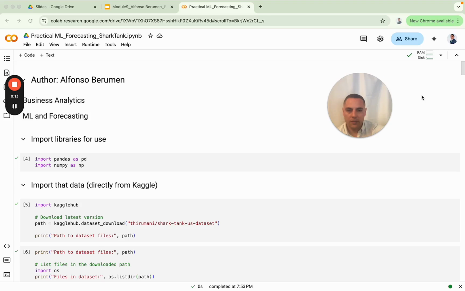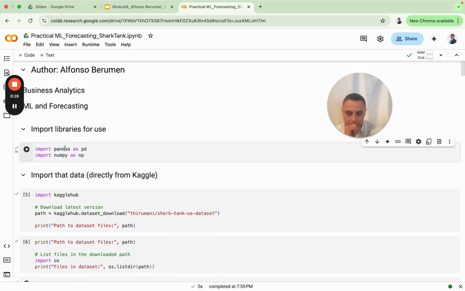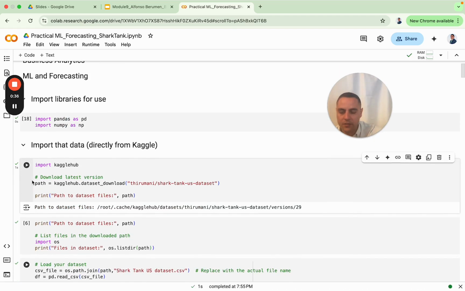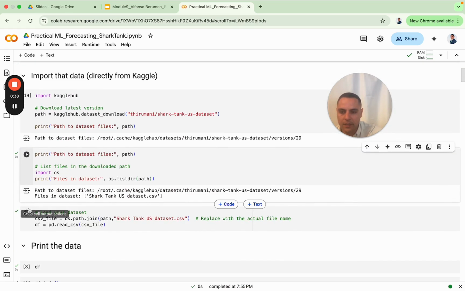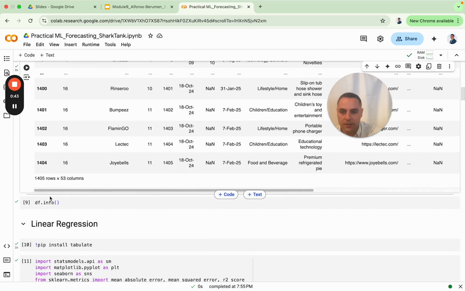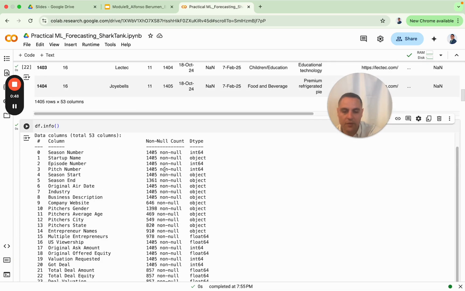So let's go into the examples in terms of machine learning and forecasting in code. We'll be using Python in Colab, and I'm just going to pull in some libraries that I need to use, and then also I'm going to pull in the data as well. This is the Shark Tank data, and you can see what that looks like. All right, so I see my data set, and then I also see the variables in the different columns.